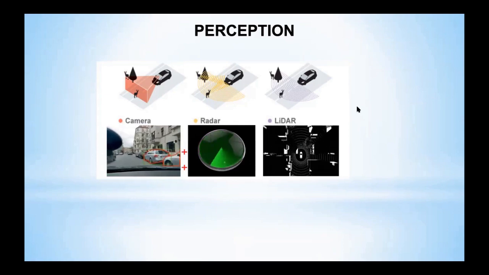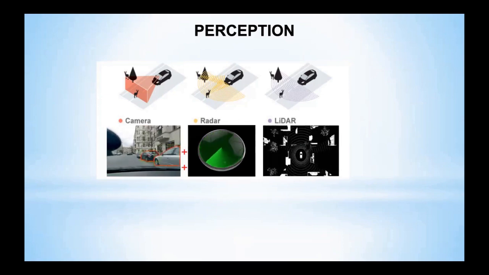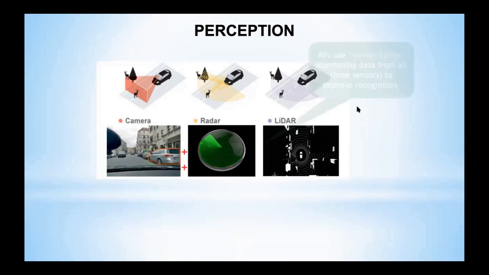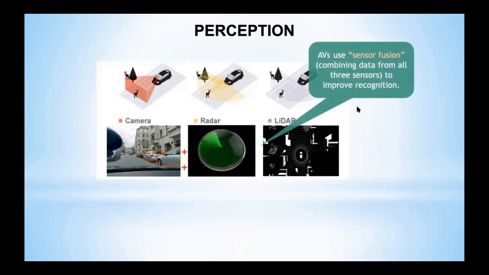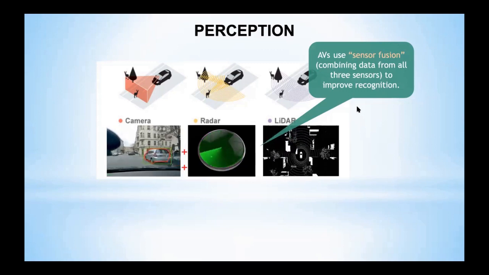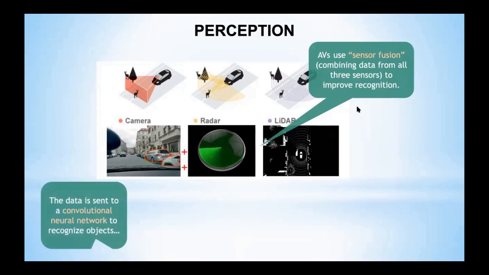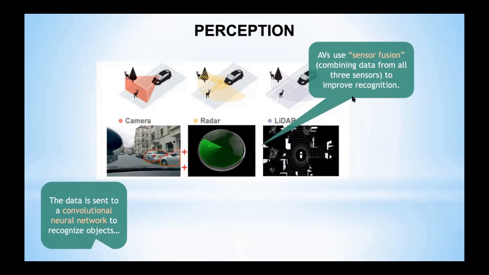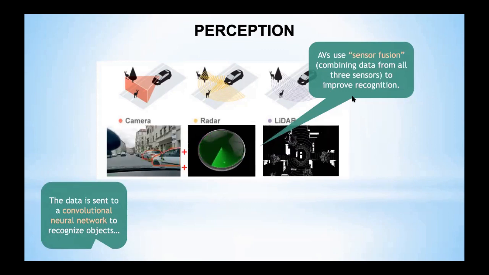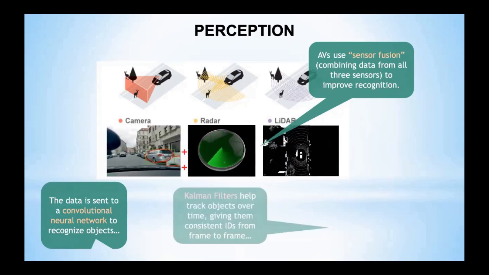Next, we have LiDAR, which is, as we discussed, lasers being sent out and bouncing back and taking information from the beams. So autonomous vehicles use sensor fusion, which combines the data from all 3 sensors to improve their recognition. And then it sends this data to a convolutional neural network to recognize the objects, right? So it's going to send the data to the network, and the network is going to say, okay, from the data, we know that this is a car or this is a person.